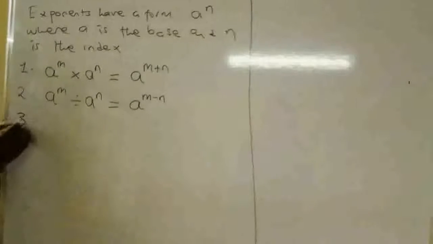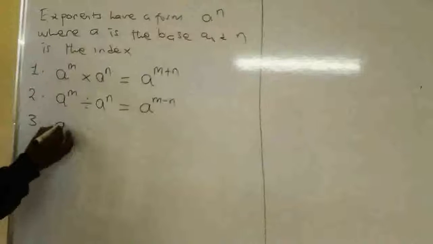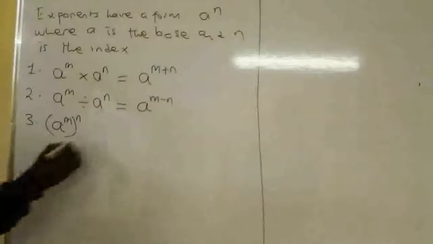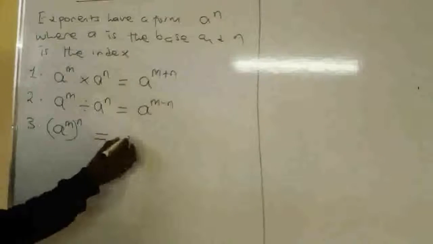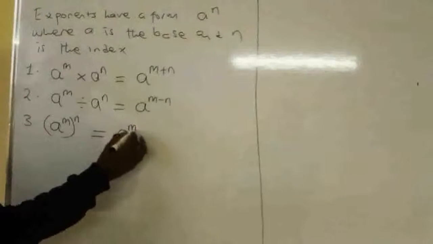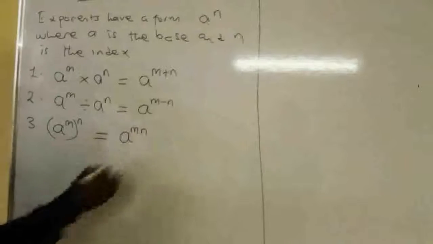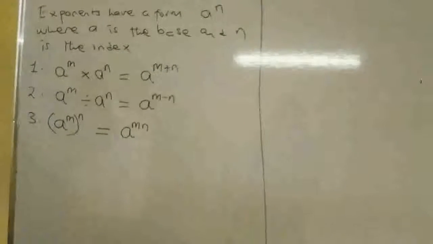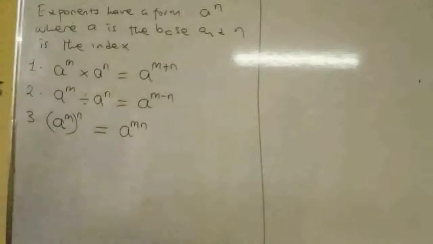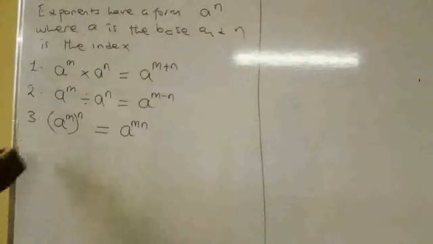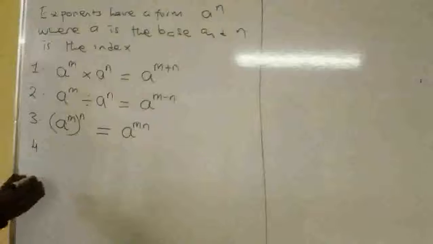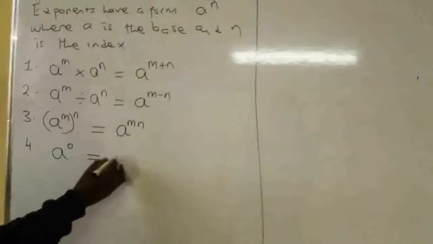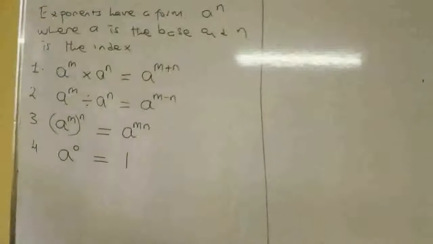The third one: if you have a power m, then in brackets power n, this is the same as a power m times n. So a power m in brackets power n is the same as a power m times n. The fourth one: any number power 0 is equal to 1.